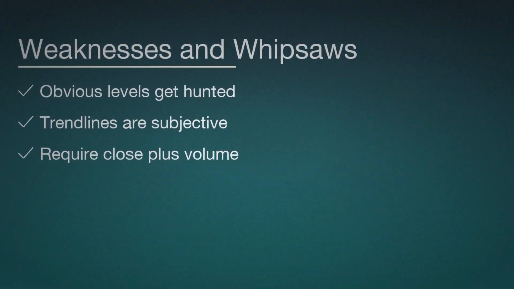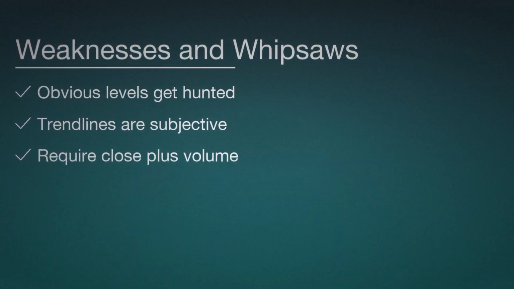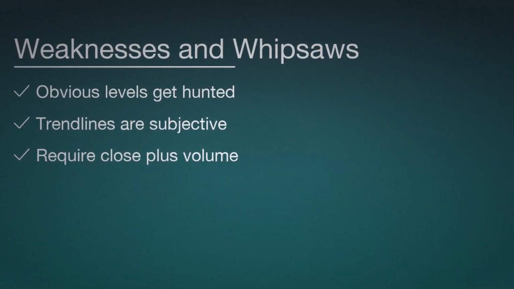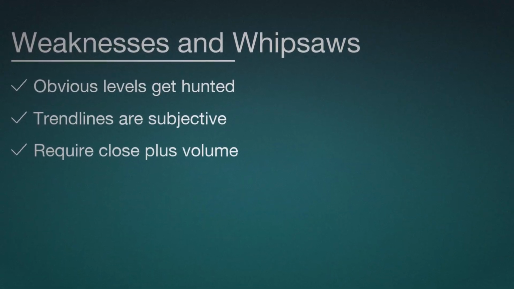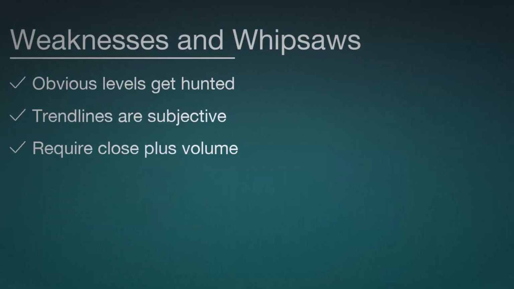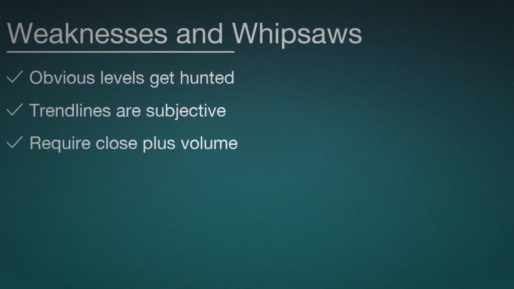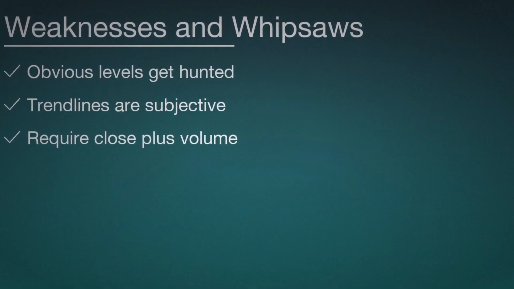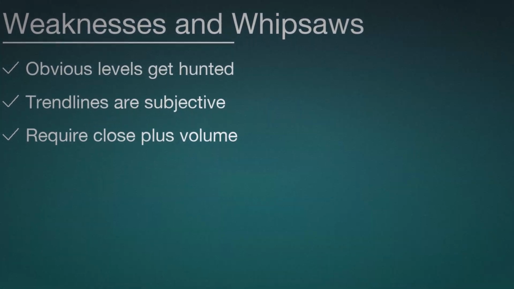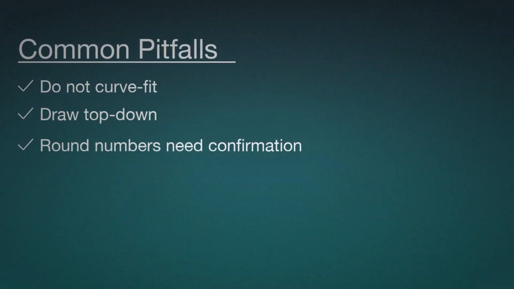Levels lag because they require touches to form, and the cleanest levels are obvious to everyone, which makes them targets for stop runs. Trend lines are subjective. 2 traders draw 3 different lines on the same chart. In low volatility regimes, false breakouts dominate. The fix: demand a closing break, not just a wick, and require above-average volume on the breakout bar. No volume, no validity.